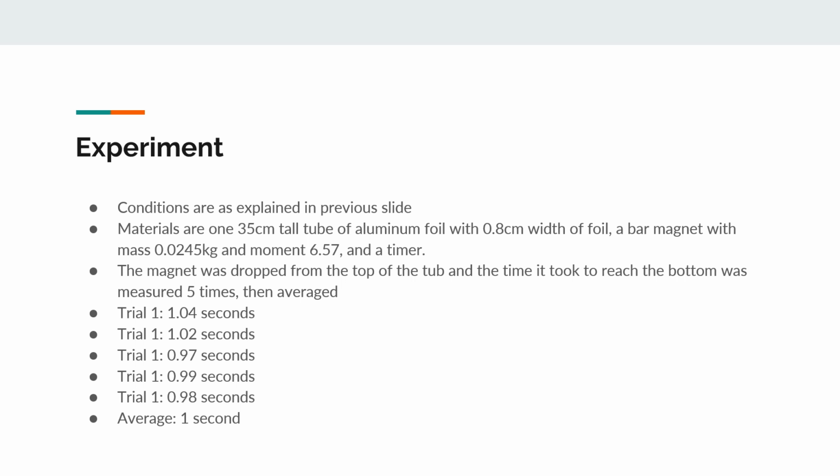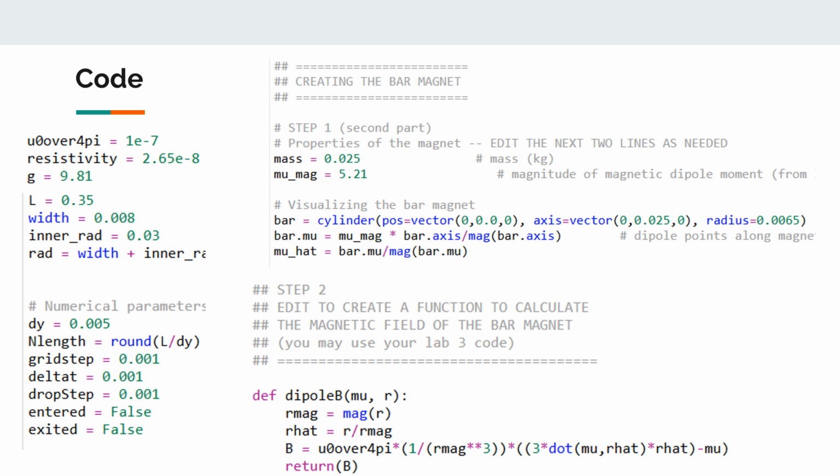So we put the magnet at the top of the tube, drop it, and measure how long it took to travel the whole distance. We did this 5 times and then averaged it to get an average of 1 second for the magnet to drop. Now that we have that data, we can make the computational model to compare that real data to what the code is going to say.